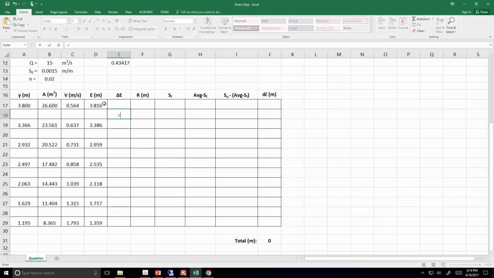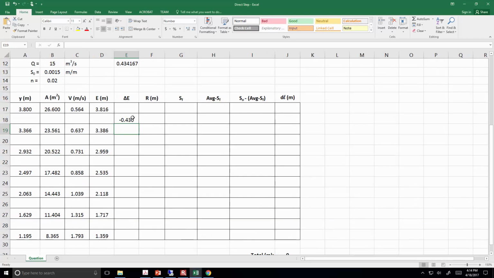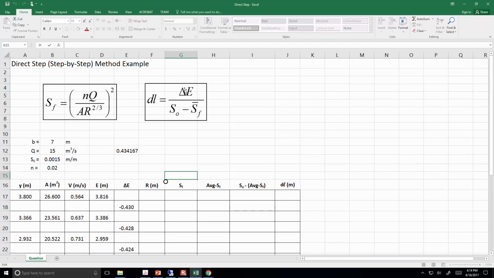So for delta E, make it the upstream minus the downstream. So you should get negative 0.43. And you can Control C and Control V, paste that formula everywhere you need it. The reason why we calculated the change in energy is, the length of the profile is just how much energy difference there is between these two sections and the difference in the slopes.